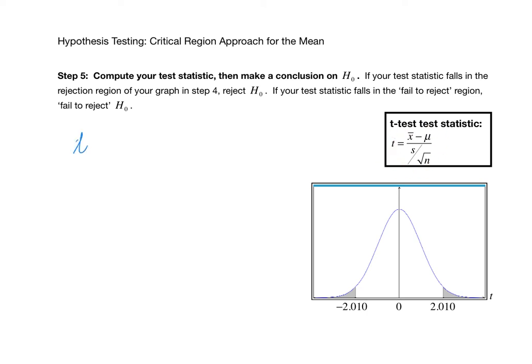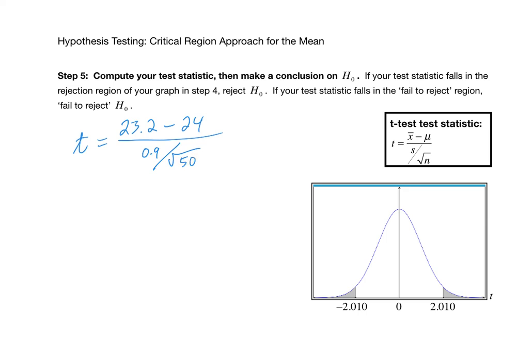So we've got t equals x bar. The sample mean hours of the phone battery life was 23.2 minus the hypothesized mean, which was 24, which is part of the claim by the phone company, divided by the sample standard deviation, which was 0.9, over the square root of the sample size, which was 50.